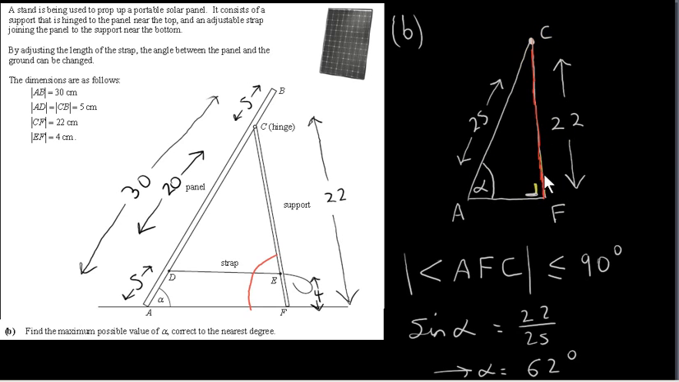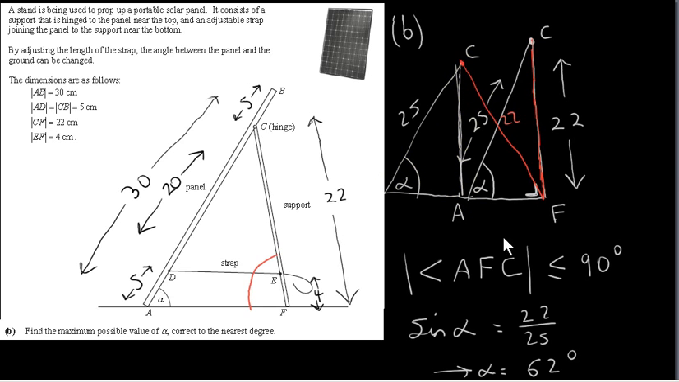We could imagine moving the support CF so that it is at an angle that is less than 90 degrees to the ground. That will result in the point C moving closer to the ground. So for example, if C is here, this would be the picture for some other alpha, which is less than 62 degrees. We can see that this distance is less than 22. So the sine of alpha will be actually less than 22 over 25, which means that alpha will be less than 62 degrees.